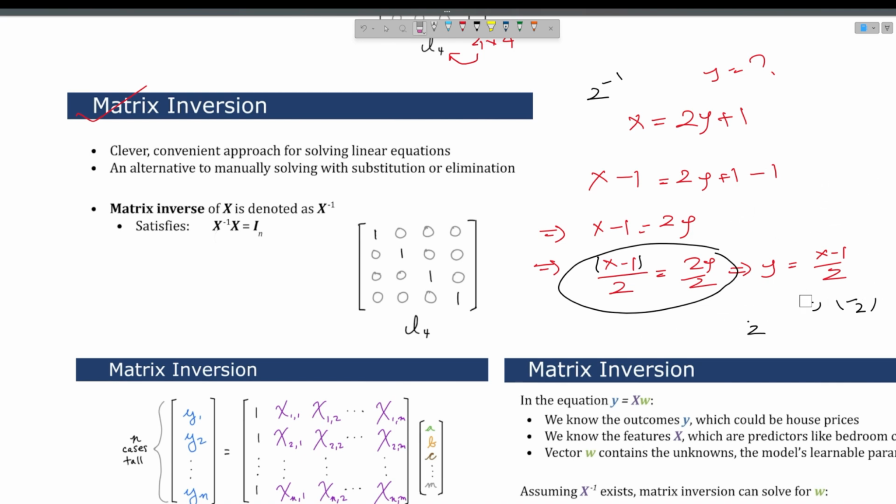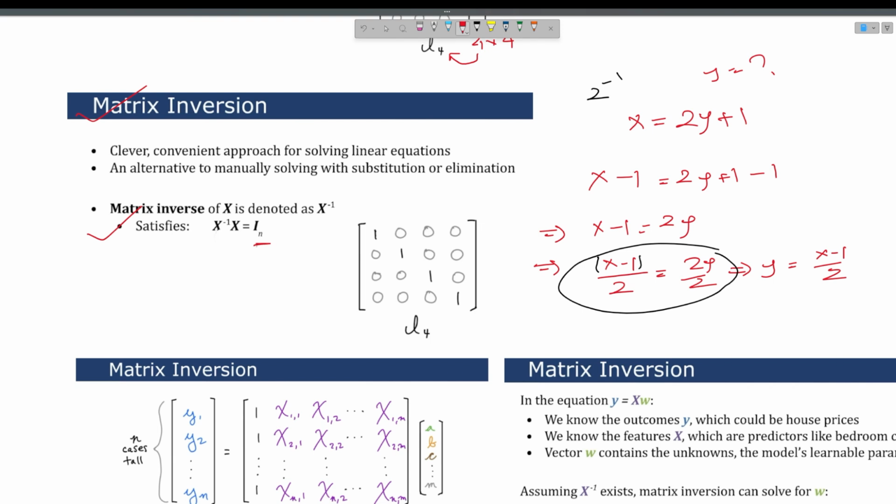I believe you understood the process, because we are now learning to do calculations with matrices. Here you can see what we should have. The matrix inverse of x is denoted as x inverse, and this is the interesting part, the identity matrix.